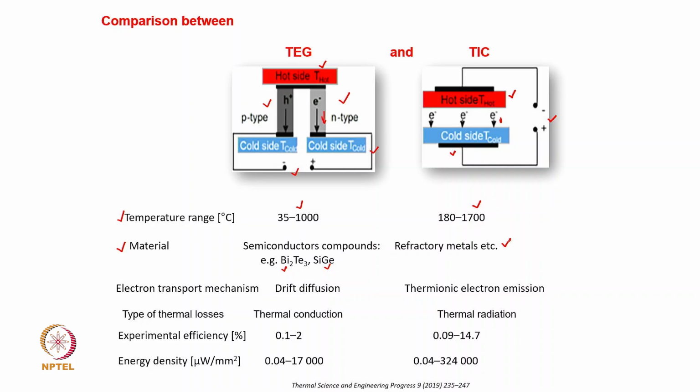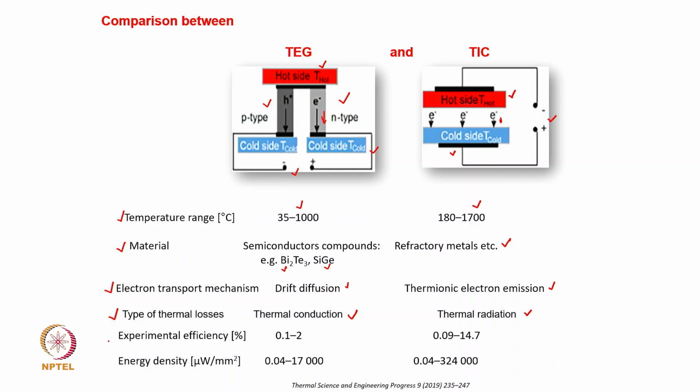Okay. So, now what is the electron transport mechanism? It is drift diffusion, and here thermionic electron emission, which we have already discussed. Type of thermal losses: thermal conduction, and here it is thermal radiation. Along with that, definitely there is Joule heating, all right, which we have discussed.